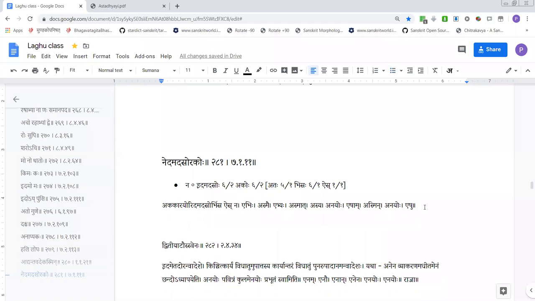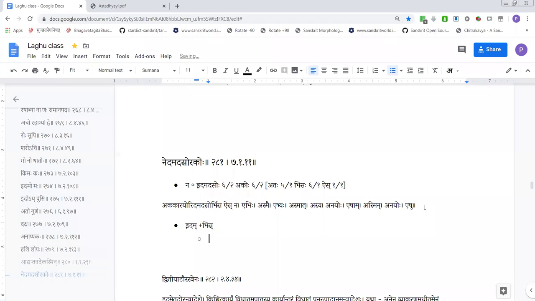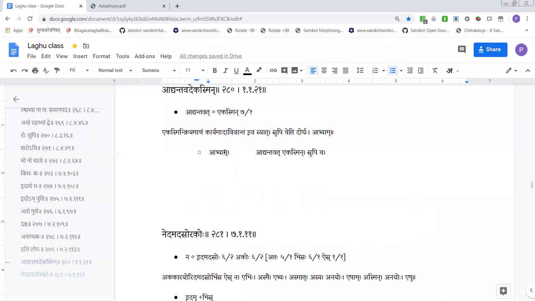Therefore, what will happen? The form will be idam plus bhis, and bhis will remain bhis. And this idam will have become what? It will have become ida first, ida plus bhis. It will then have become ima plus bhis. And then what else will have applied? See, ima, and then our earlier sutra also. What is this earlier sutra here? Here, abhyam, adhyanto dekasmin was for a.